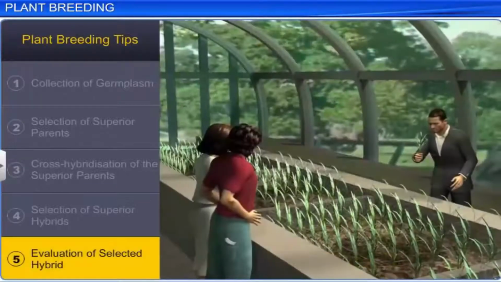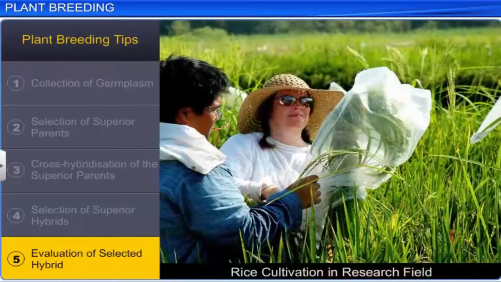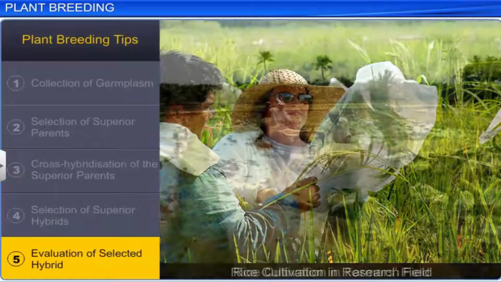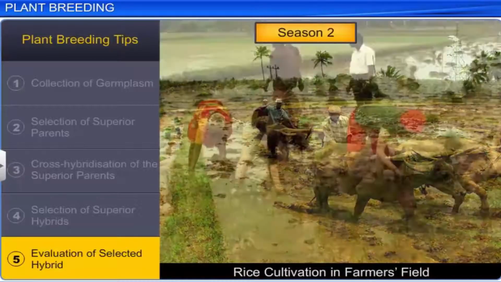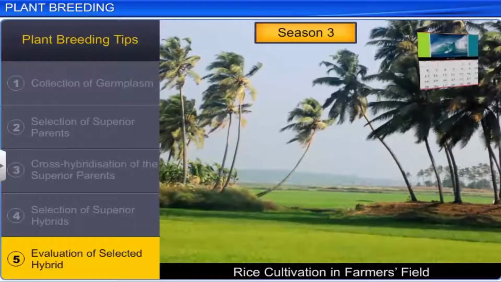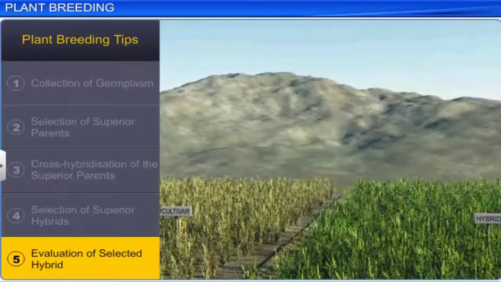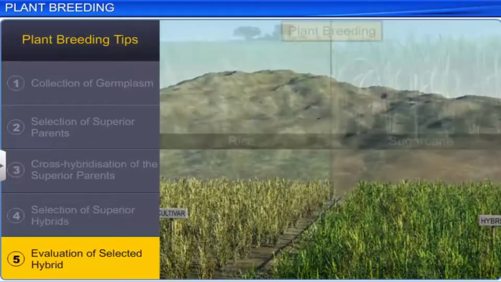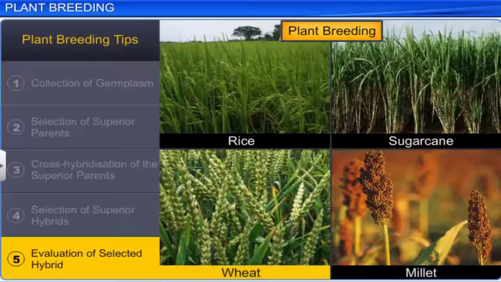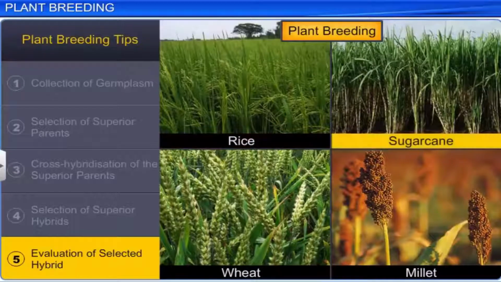The final step is the evaluation of the hybrid for the characters gained. This is done by first cultivating the hybrid in a research field under ideal conditions. Later, they are cultivated in farmers' fields at different locations for 3 growing seasons. This helps in comparing the performance of the hybrid against the best crop cultivar available in that area. In this way, plant breeding has increased the yield of many crops, including wheat, rice, sugarcane, and millet.